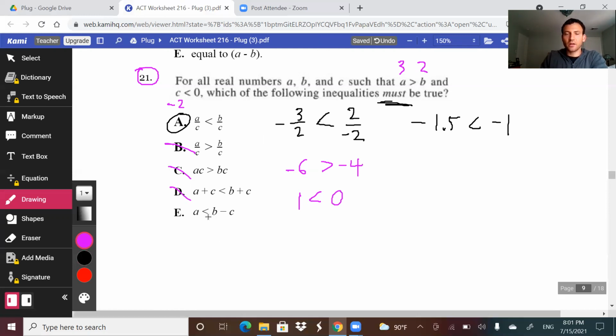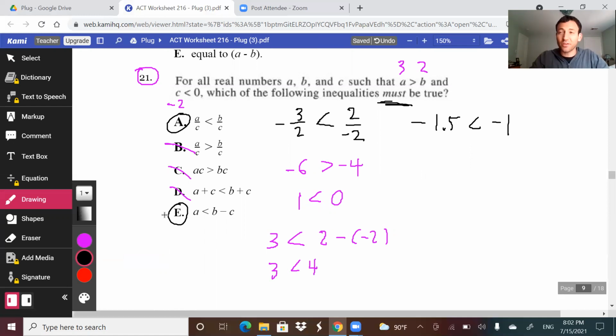A is less than B minus C. So A is 3, B minus C is going to be 2 minus negative 2. So 3 is less than 4. So interestingly, we have two answers that seem to work here. So the question is, well, what do we do from here?